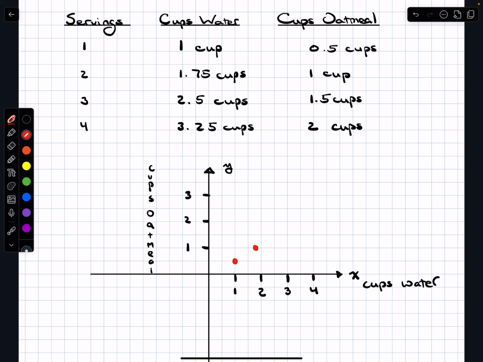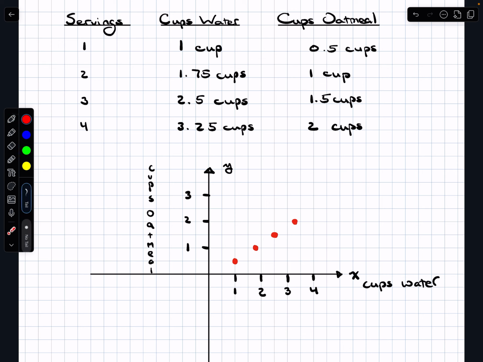Then for the next one, we've got 2.5 cups of water for every 1.5 cups of oatmeal. So let's go ahead and do that. 2.5 cups of water, 1.5 cups of oatmeal would be right here. And then my last one, we've got 3.25 cups of water and 2 cups of oatmeal. So 3.25 and 2 will place us right here.